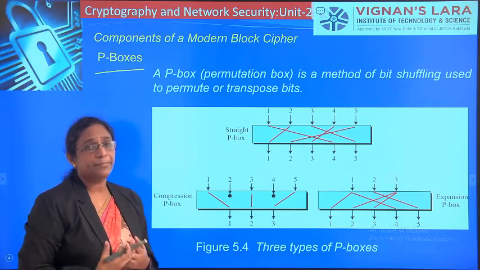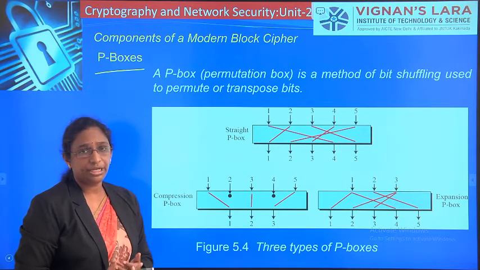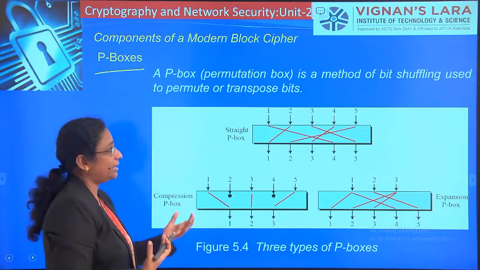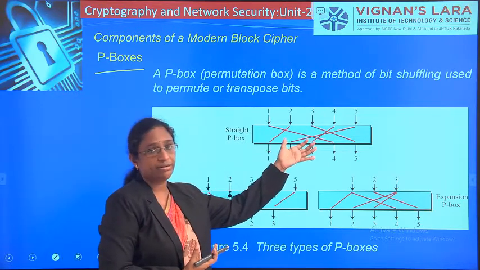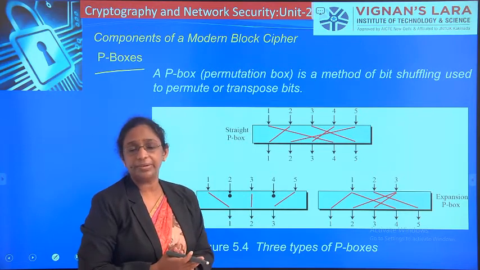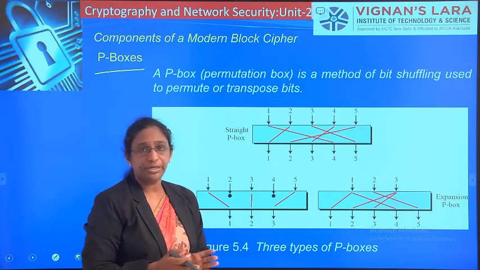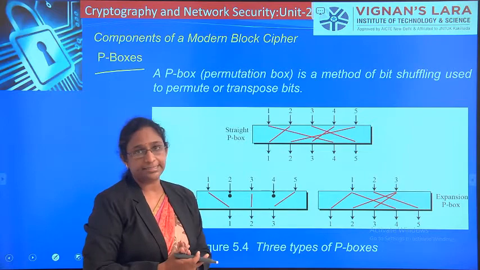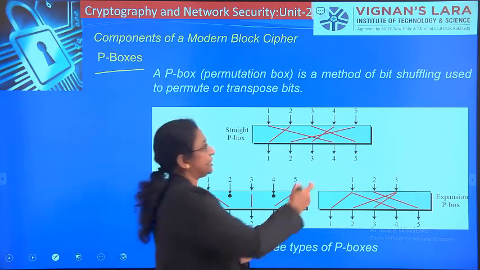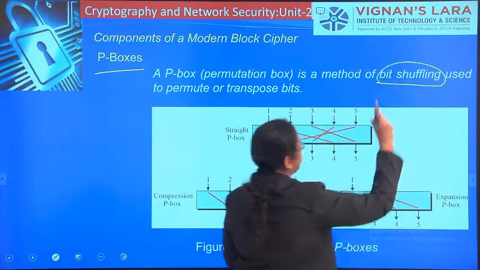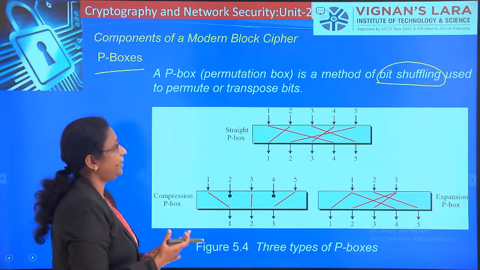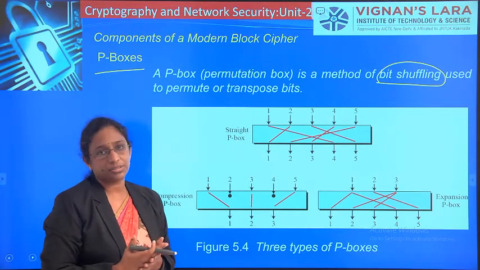It is a permutation box, and this box shuffles the bits. Suppose there are 5 bits, it will be shuffling those 5 bits, or we can say rearranging the bits, or permuting the bits. A permutation box is a method of bit shuffling. It shuffles the bits, or we can say it transposes the bits.